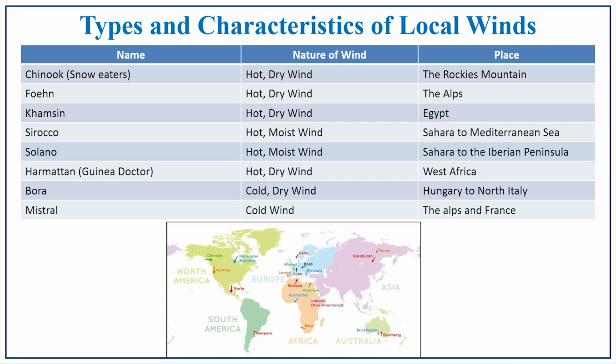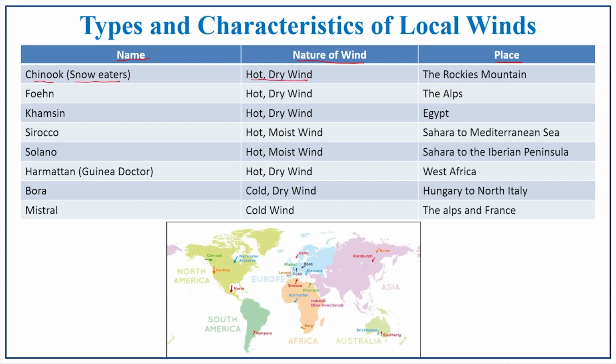The local wind types and characteristics have been classified here for your convenience. There is a list of local winds with their names in this column, the nature of the wind in the second column, and the locality where it is blowing is given in the third column. That is Chinook. It is also known as the snow eater. It is a hot dry wind.